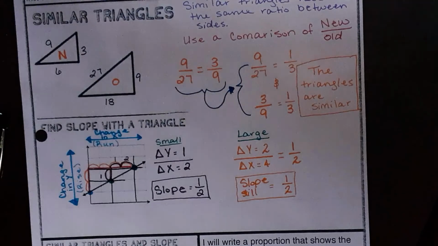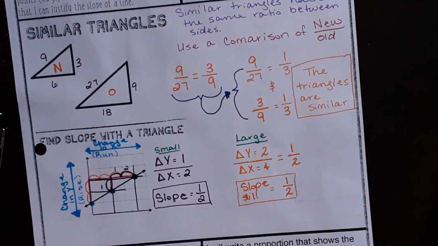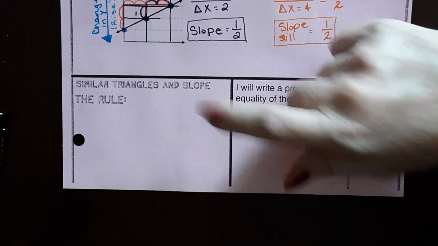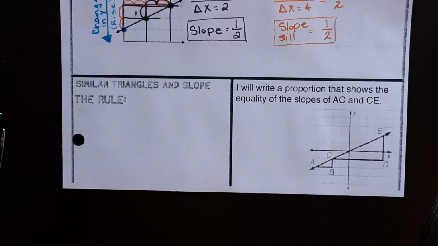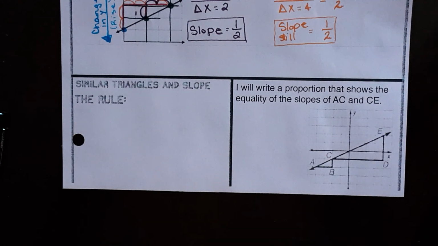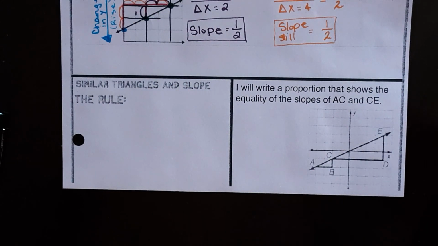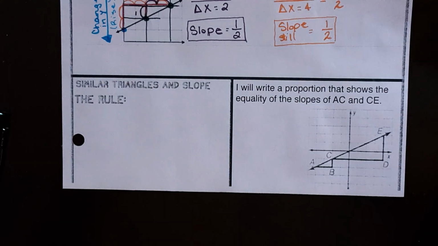And that's because of the rule of similar triangles. You're going to write this here. And the rule for similar triangles is that 2 triangles on the same line have the same slope. They always do, they always will. Repeat that 3 times. 2 triangles that fall in the same line have the same slope.